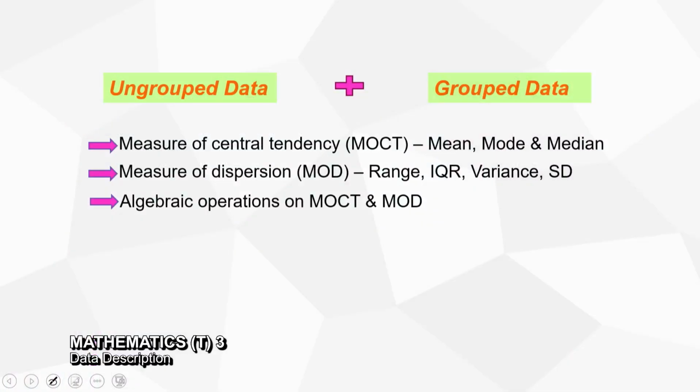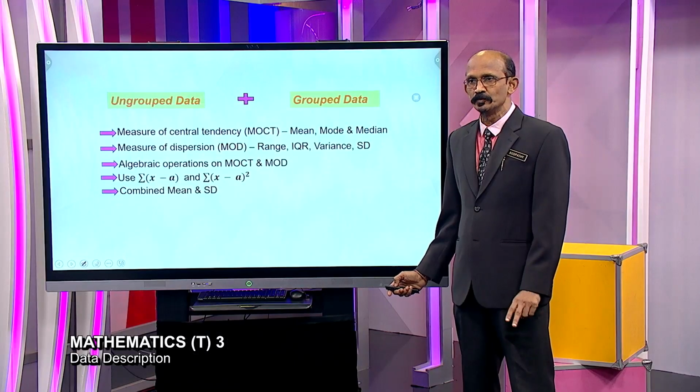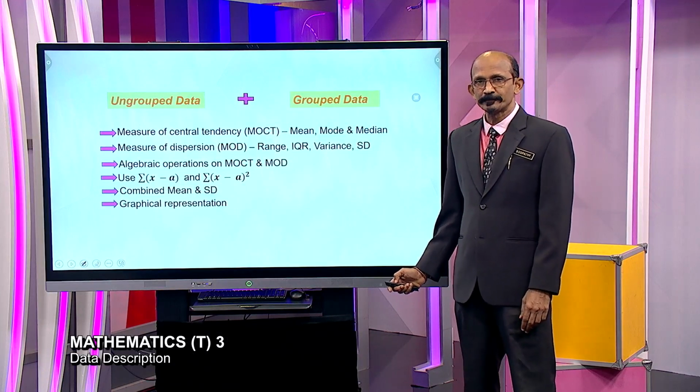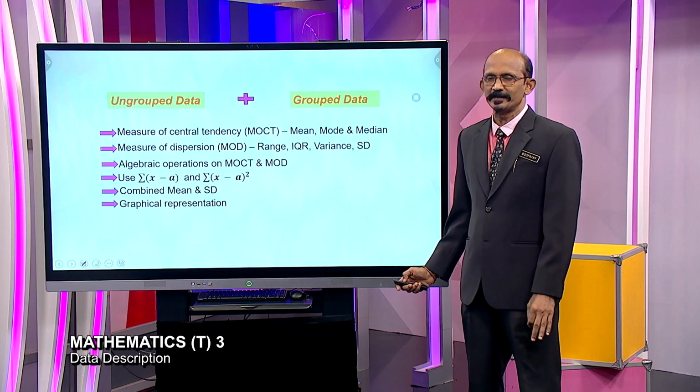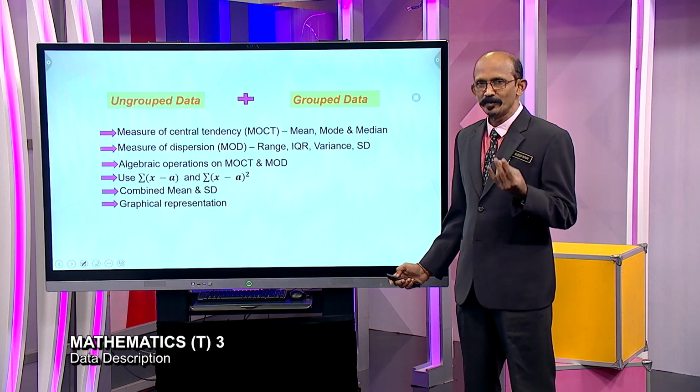both MOCT and MOD. Next, you have to calculate standard deviation and mean by using sum of x minus a and sum of x minus a squared, and calculate combined mean and standard deviation for at least a combination of 2 or 3 sets of data. Next, you have to construct and interpret stem plot, box plot, histogram, and cumulative frequency curve.